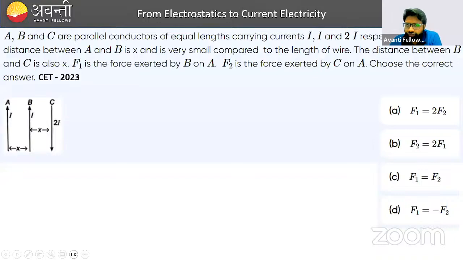Okay. Let's talk about this question. Here in this question, A, B, C are parallel conductors, or you can say conducting wires, of equal length carrying currents I1, I, and 2I respectively. The distance between A and B is X and is very small compared to the length of the wire. The distance between B and C is also X.